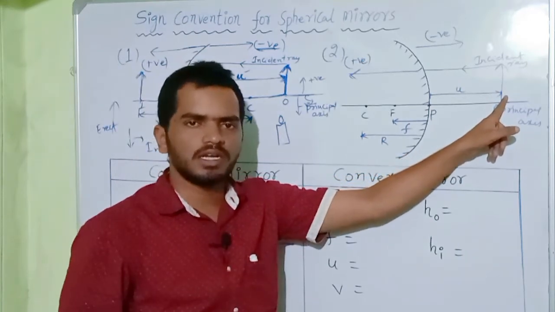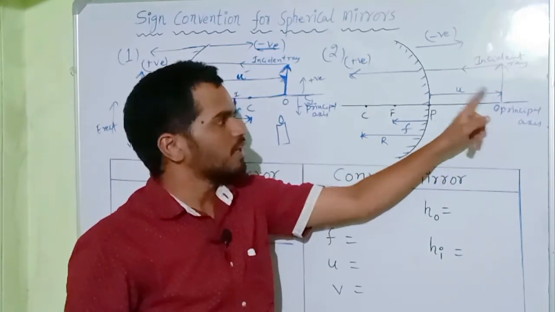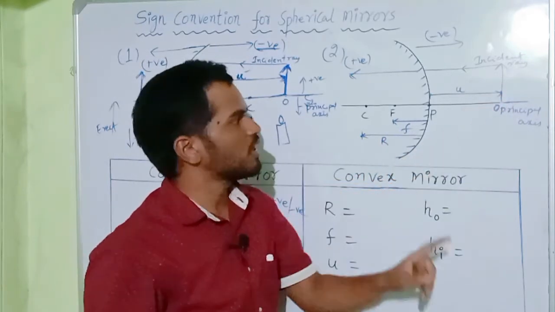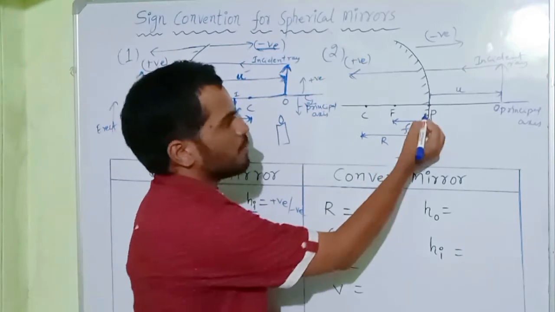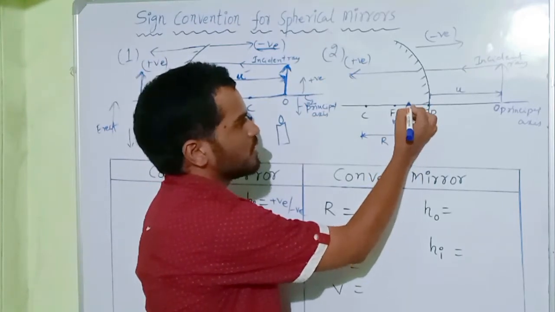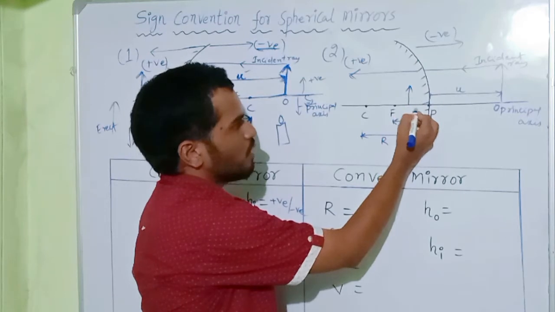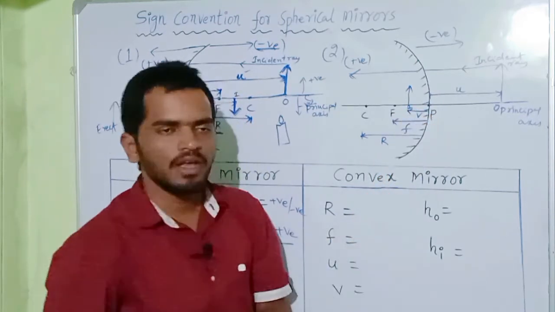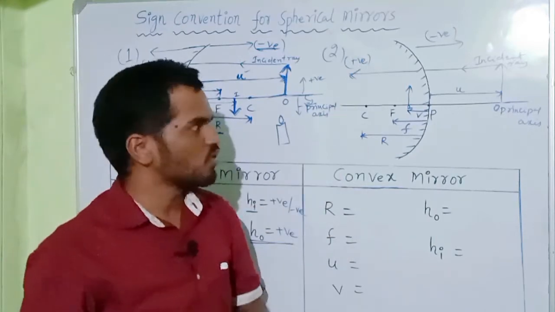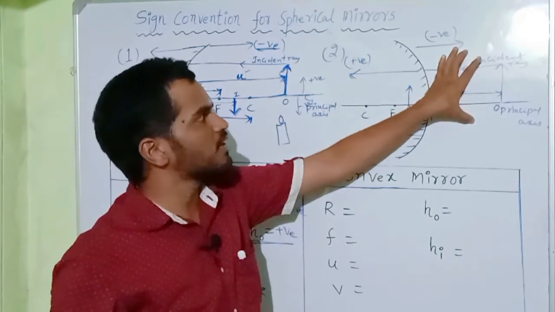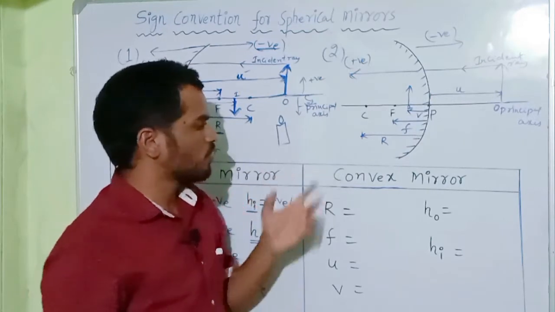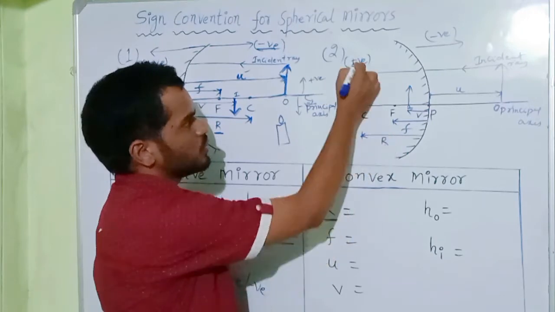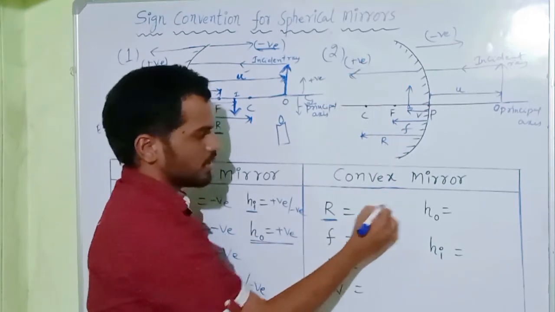What about the image formation when you consider an object on the principal axis? Already we have discussed the ray diagram for the convex mirror: whenever the object is kept in front of the convex mirror, the image formation takes place between pole and focus. The image is formed at this distance, so this is the image, and this image distance is v. Now apply the sign convention here. You have to observe whether this is the negative side or the positive side. Where is R? R is on the positive side, so you have to write plus.